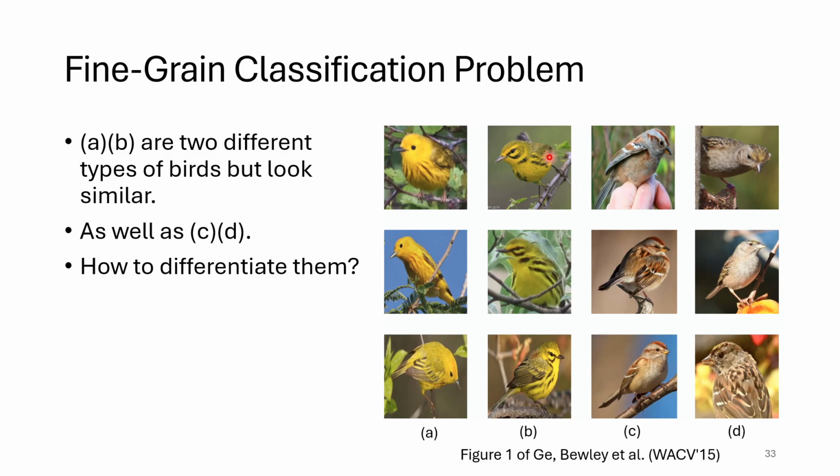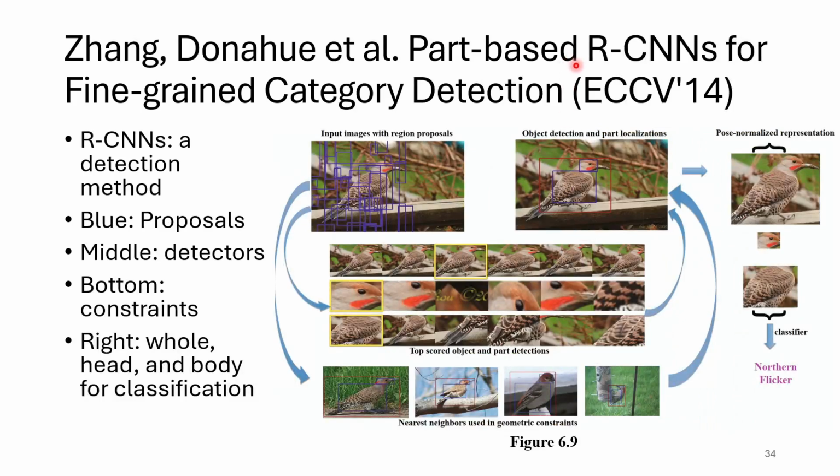So how to classify one breed of bird from another breed of bird? This is a fine-grain classification problem, because the significant difference is the textures on the head and the textures on the breast. The same for column C and column D. They are two different types of birds, but they look very similar to each other. So there is an algorithm proposed in ECCV 14.